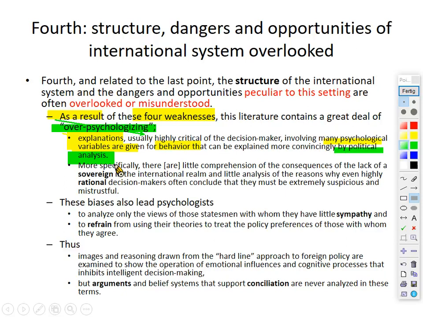Now, let's look at the political analysis. What are the basic elements of politics? When we talk about politics, there is only one word we need to pay attention to: power. Power.